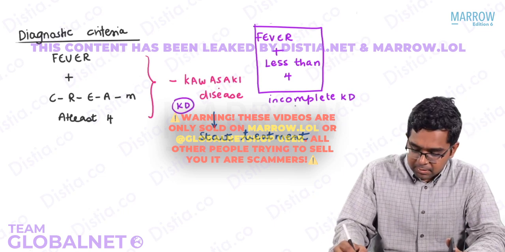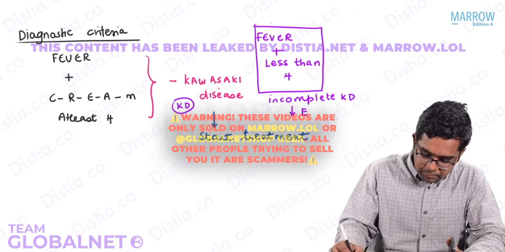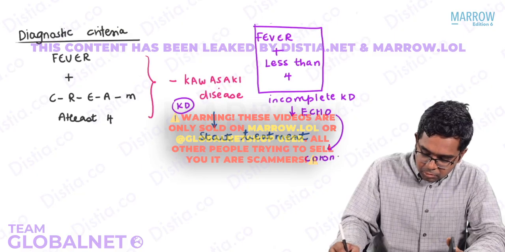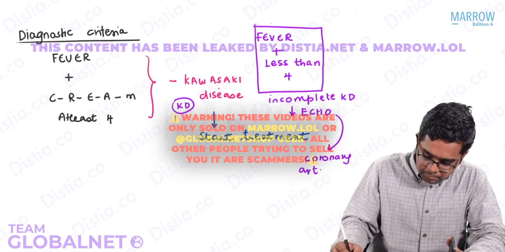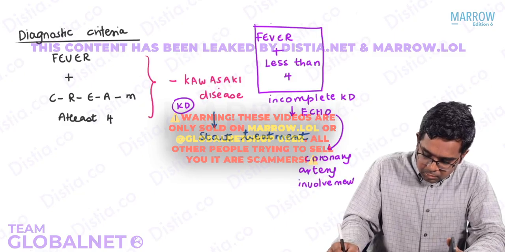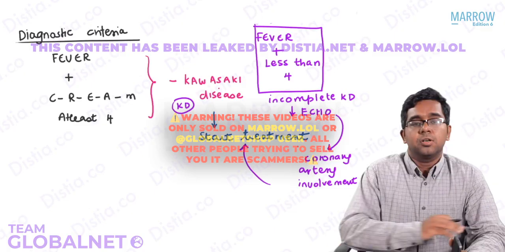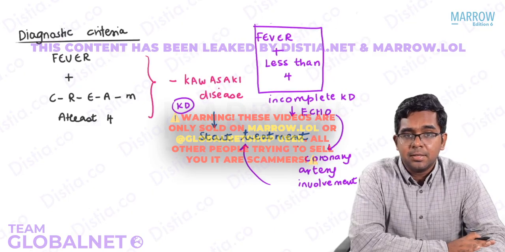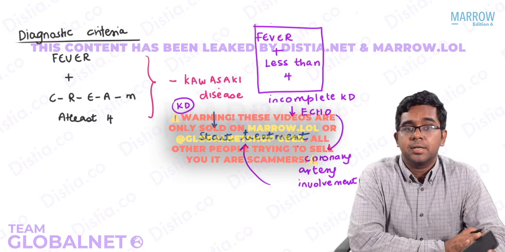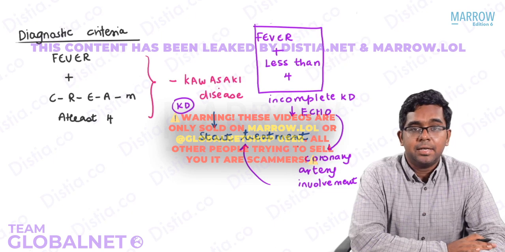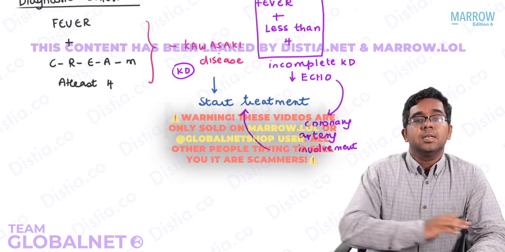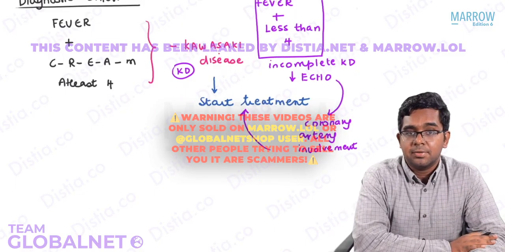In incomplete Kawasaki disease, you have to do echocardiography. And if the echocardiography shows any involvement of coronary arteries, then you have to start treatment like for Kawasaki disease only. So that is important. So less than 4 criteria is called incomplete Kawasaki disease, but along with coronary artery problems, you definitely have to treat that particular child also. So that is about the important features and outline in the management of Kawasaki disease.